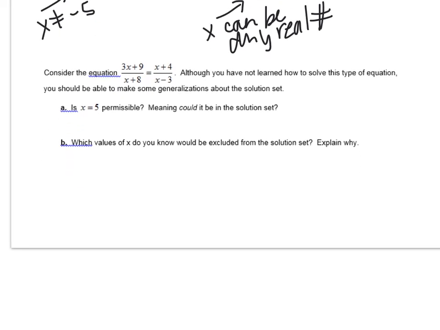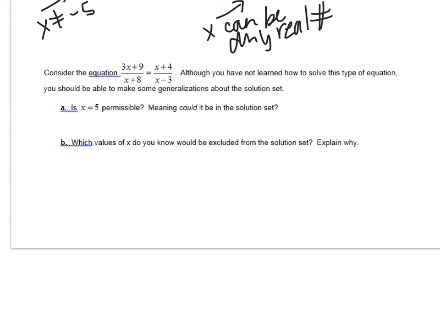So let's consider one more. Take a look at this equation. You haven't learned how to solve this type of equation, but we should be able to make some generalizations about the solution set. You might be saying, oh, I know how to solve this, Miss Edwards, because all I have to do is cross multiply. But if you were to cross multiply and do, for example, x plus 8 times x plus 4, when you double distribute, x times x would give you x squared. And you see, no, guys, you haven't learned how to solve equations with x squareds in them. We're only learning how to solve linear equations so far.